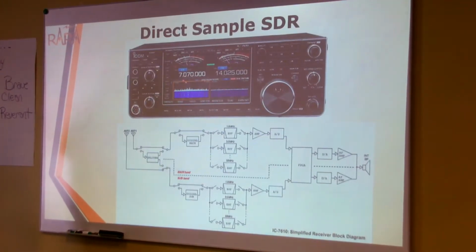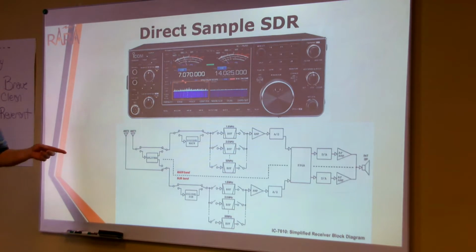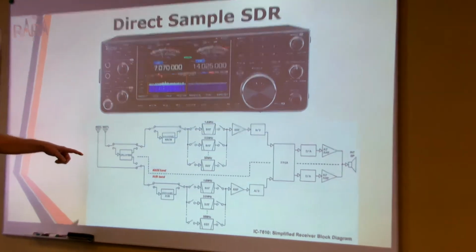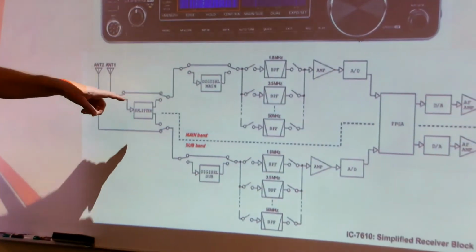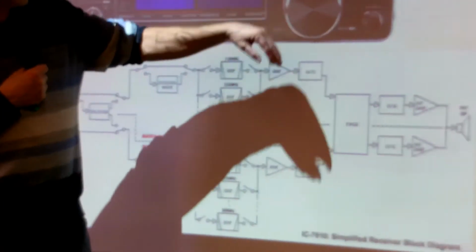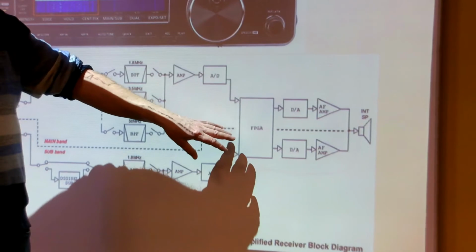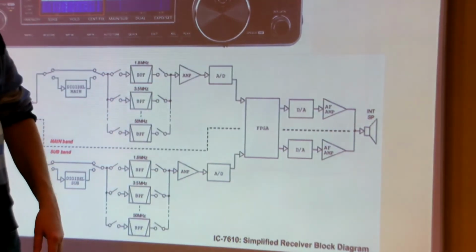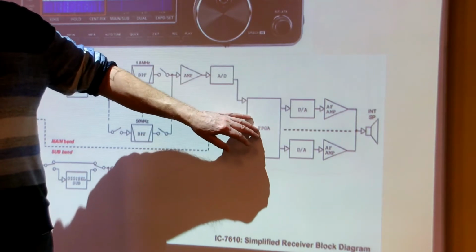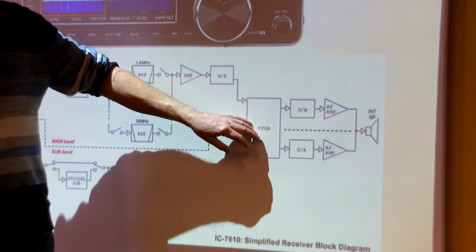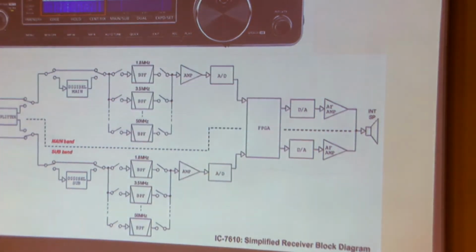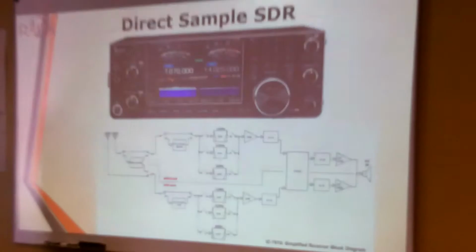Here's an ICOM. I had an even harder time finding a good diagram of theirs. So I got a receiver, but you see it's the same thing. You get past all this gobbledygook, and there's your filters, your amplifier, your A to D, your FPGA. And they don't show a processor in there, but there's probably a processor with the FPGA to handle all the housekeeping, D to A, and then out to the audio amplifier. So that's a direct sample.